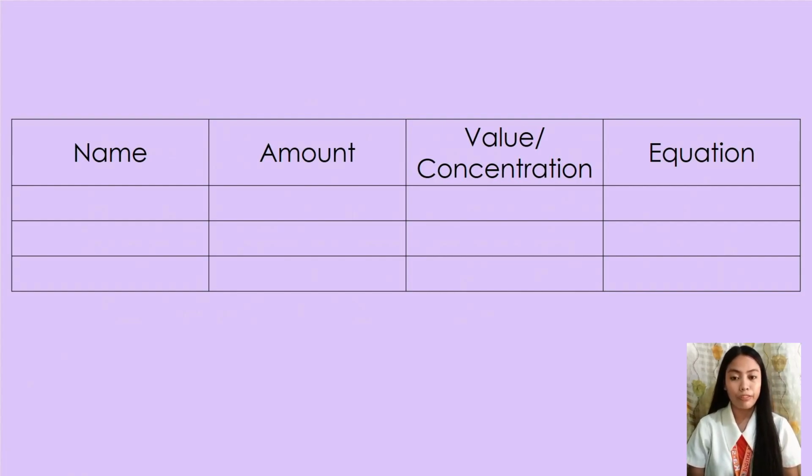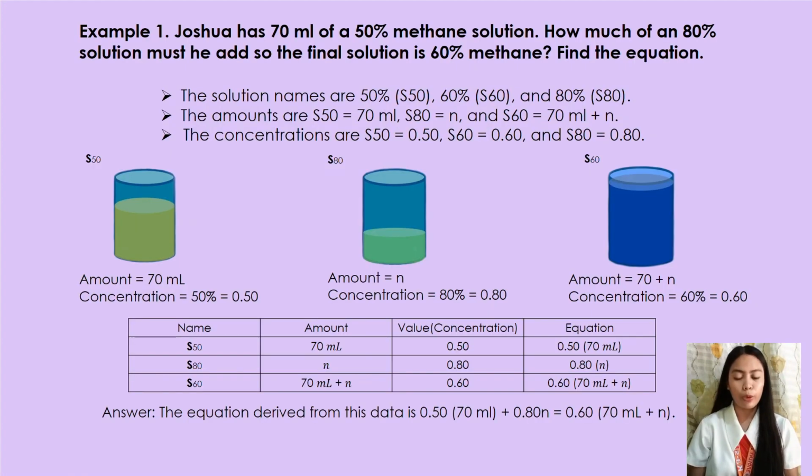The third column, the value, is used for the value of each object or the percentage of concentration of each fluid. The last column, the equation, contains the product of the amount times the value or concentration. So let's have example number 1.